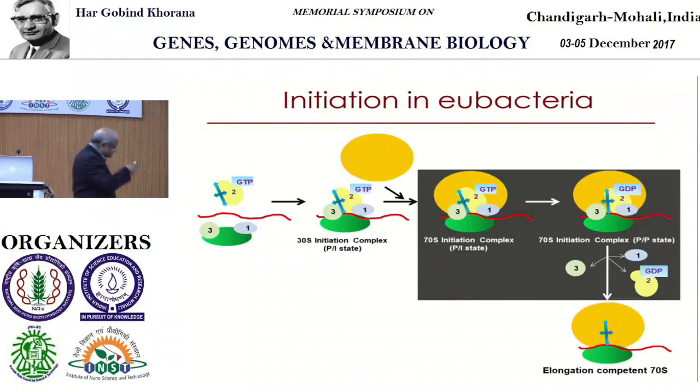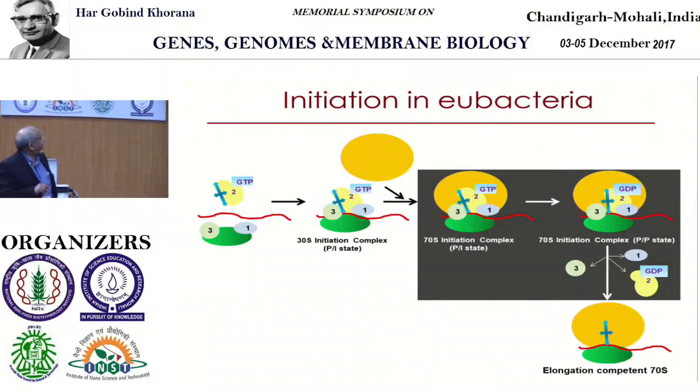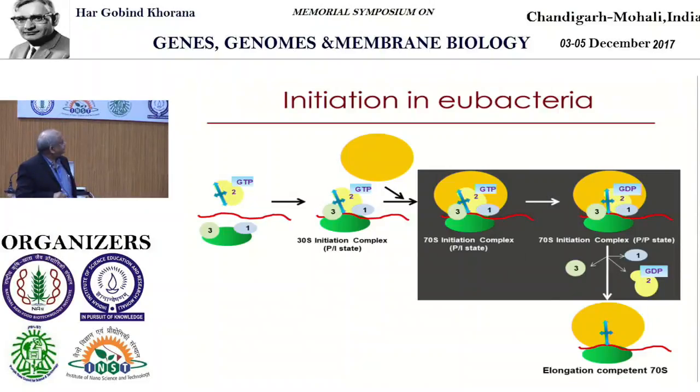Now, this is the initiation pathway that has been known for some time. What is really happening is that much of the important activity in initiation is happening on the 30S ribosome. So you have all the initiation factors bound there. Initiator tRNA is there. The 50S subunit joins. And then something happens. All of the initiation factors go away. Initiator tRNA occupies the right place. And we have an elongation-competent 70S ribosome.